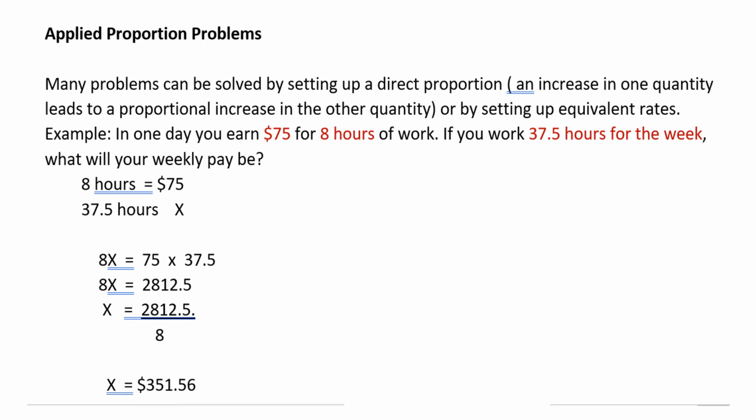Example: in one day, you earn $75 for 8 hours of work. If you work 37.5 hours for the week, what will your weekly pay be?